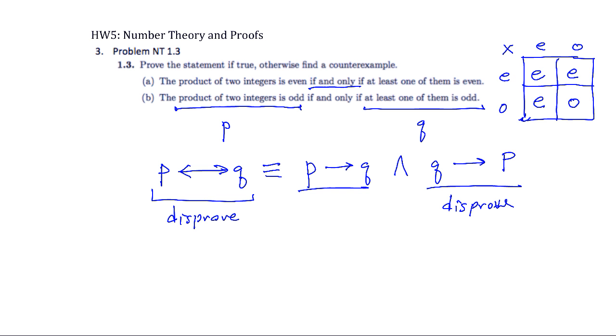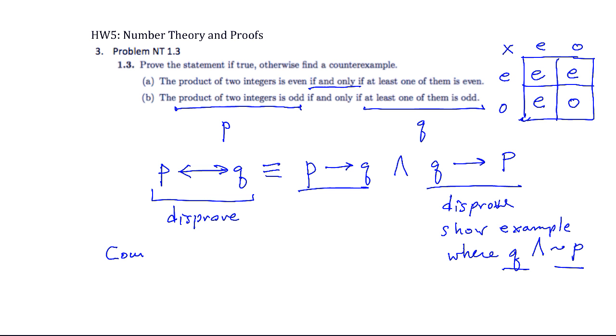Okay, so Q, so we want to disprove if Q then P, so we show an example where Q is true and not P is true. And that's how you disprove an if-then statement. True premise, false conclusion. I claim that the counterexample is x equals 2 and y equals 3.